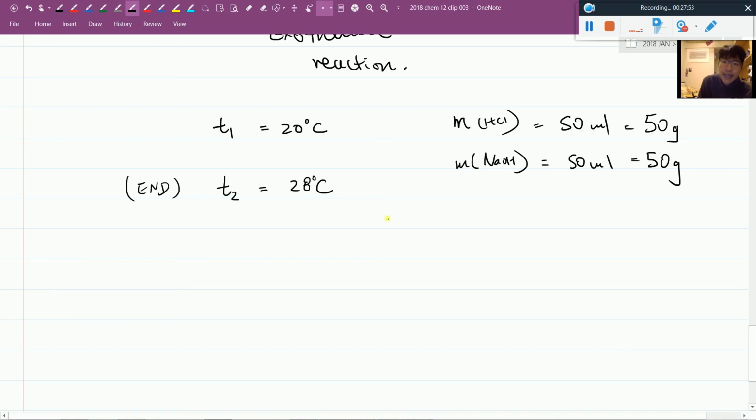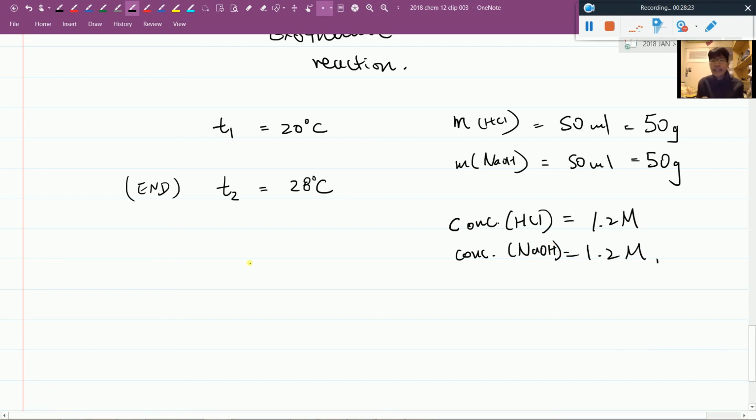Then the other thing that you need to do is find out the concentrations, because as I say, you're dissolving things into your water. So it's an aqueous solution, and for an aqueous solution you have to look for the concentrations. Nothing, you can't escape. Hydrochloric acid is 1.2 M, and the concentration of the sodium hydroxide is also 1.2 M. Now we've got everything. You have every single thing to estimate the delta H of neutralization.